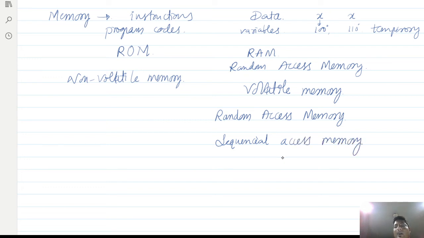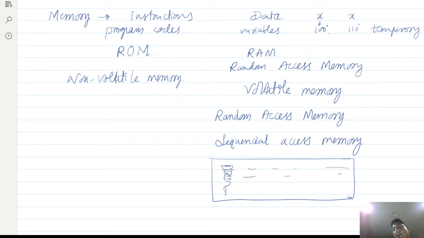So in the sequential access memory, there will be different locations, a set of locations continuously, thousands of locations. At a time, instructions will be executed. A particular instruction will be located in one particular location, say here. In the sequential memory, this will be the last accessed memory location.